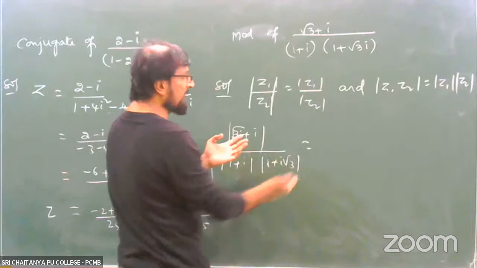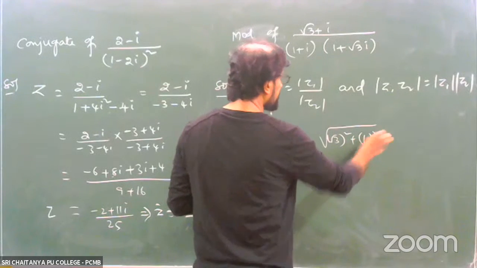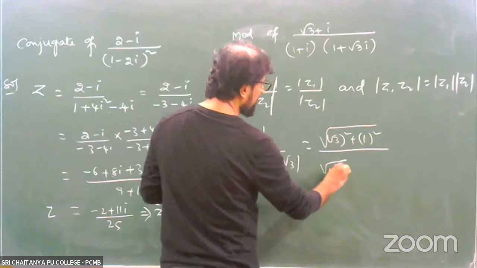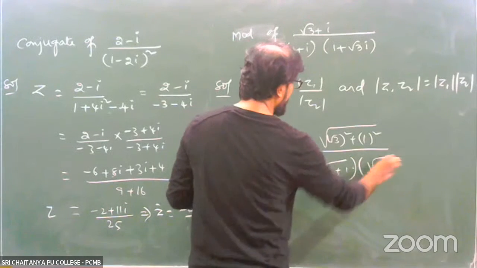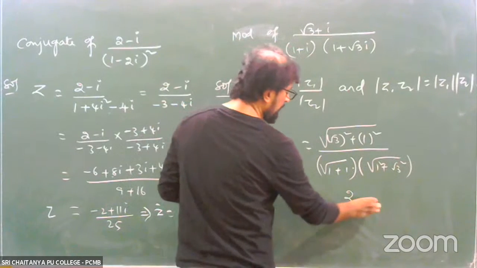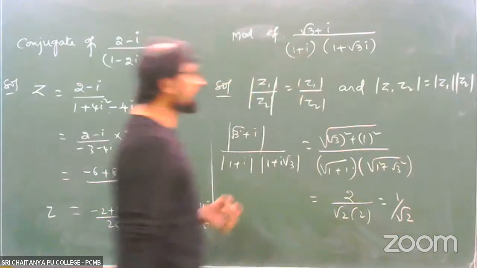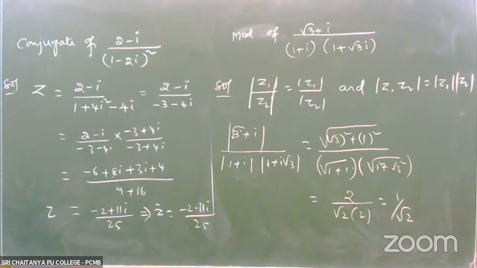So you can write this as root over root 3 square plus 1 square upon root of 1 plus 1 into root of 1 plus root 3 square. If you simplify this, you are going to get 2 by root 2 into 2, which is equal to 1 by root 2, is the answer. What is the inner meaning of this problem? If he asks us to find the modulus of any complex expression, you can write the modulus separately and find the modulus individually.